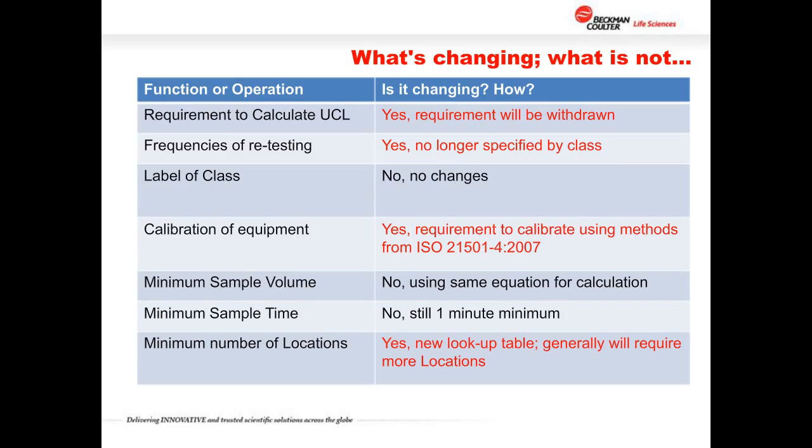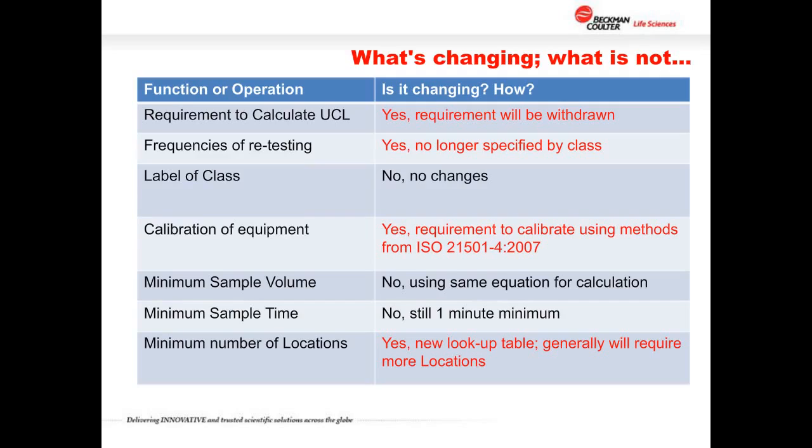In terms of things that are changing in particular, there was a need to calculate an upper confidence limit value in the previous document for sample areas where you took a small number of sample locations, less than 10. You had to do one further step. That requirement has been withdrawn in the new revision. The frequencies of retesting used to be specified by class. If it was ISO class 5 or cleaner, this period was 6 months, and if it was 6, 7, 8, 9, it could be 1 year.